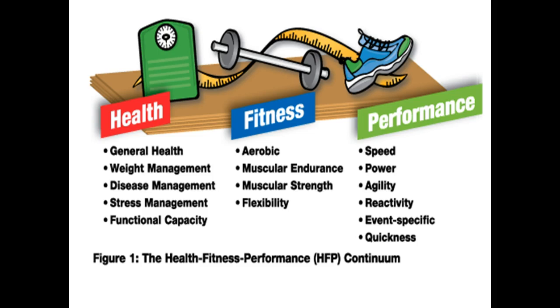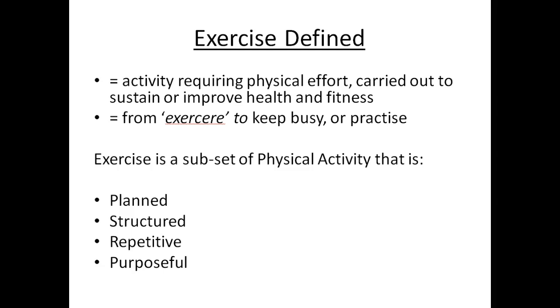So here we are with a continuum. So we have health, which includes your weight, disease management, stress management, and your functional capacity. Functional capacity is your ability to do work or stuff. Then we've got fitness, where we divide it into the components of fitness there. And then we've got performance. Here we're looking for the motor skills, speed, power, agility, reactivity, and they're quite event specific.